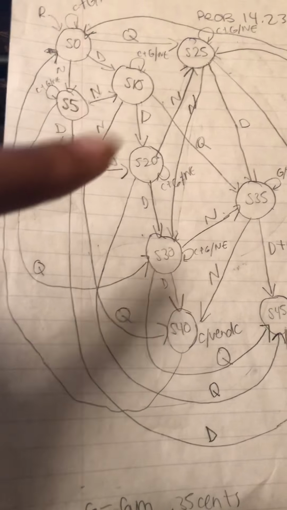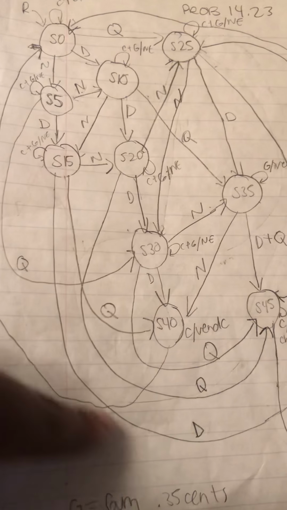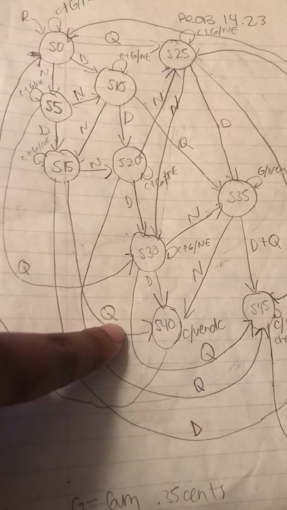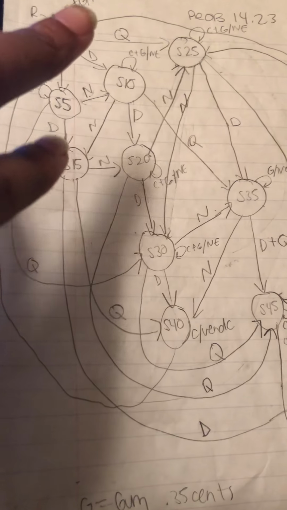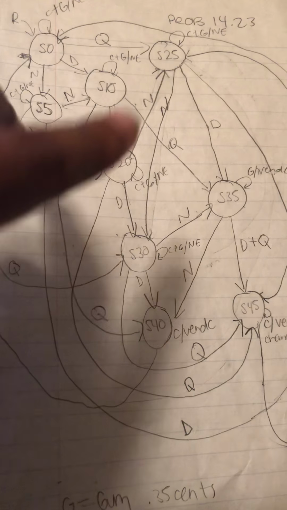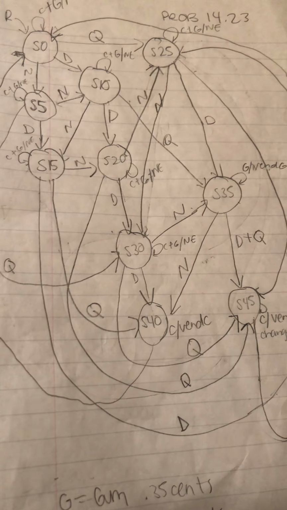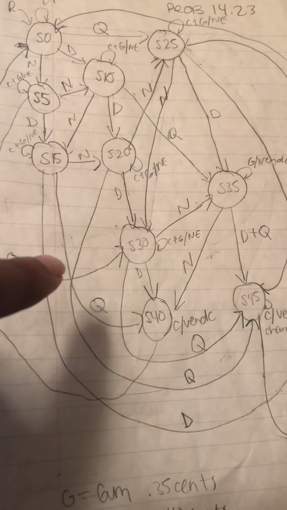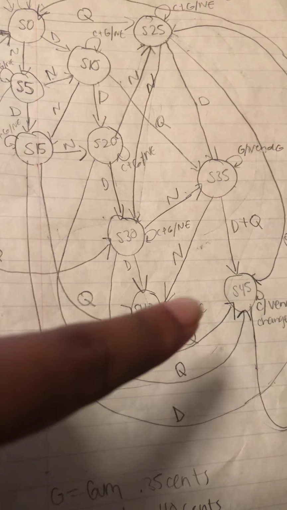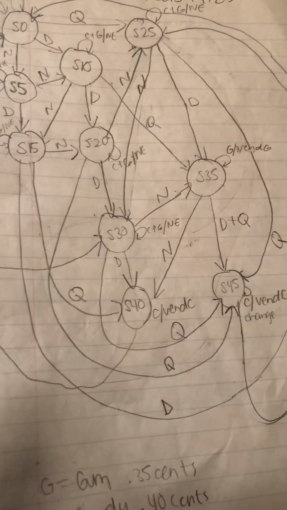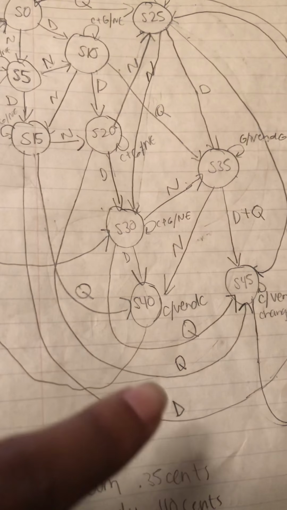And so if I inserted a dime, I would have 30 cents. If I inserted a quarter, I would have 40 cents. And if I would have more than 40 cents. And if I inserted a nickel, I would have 25 cents. So here in state 30, if I have 30 cents and I put in a dime, I'll have 40 cents, which is enough to get the candy bar. So my candy bar will release from the vending machine.